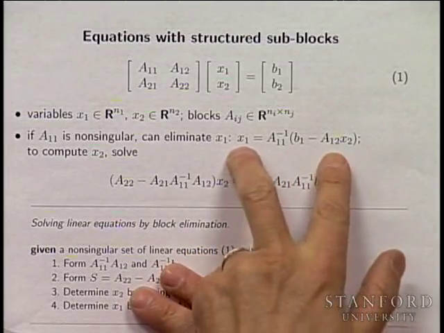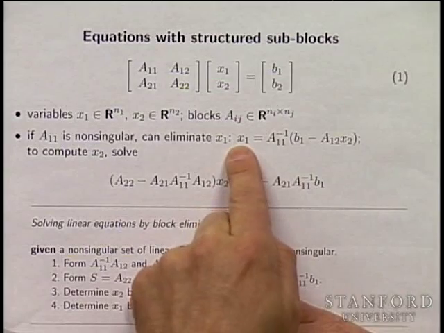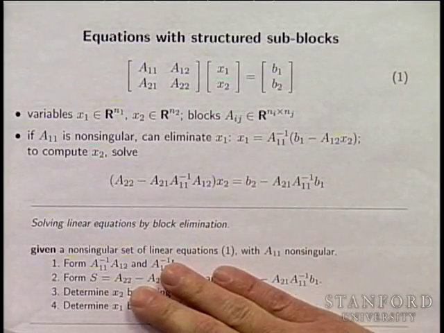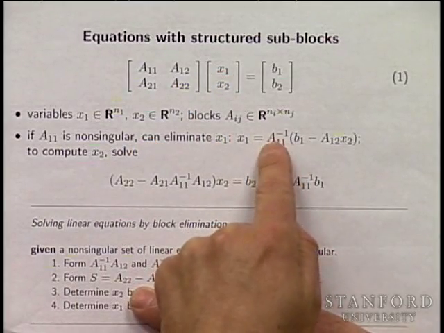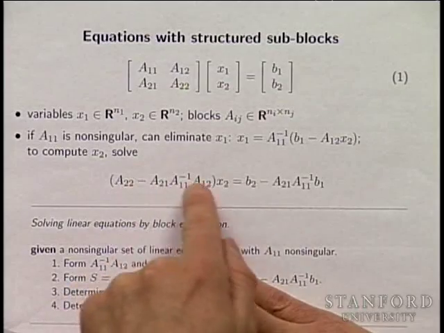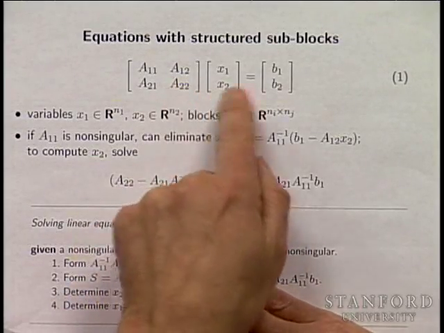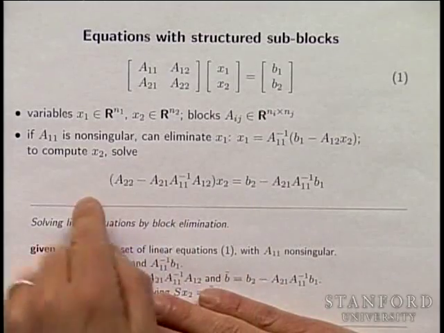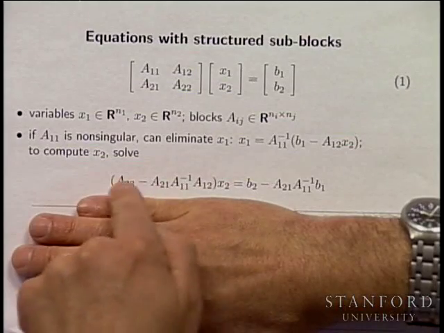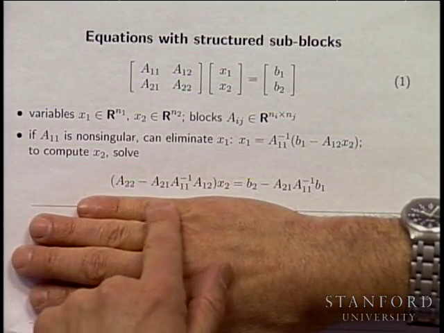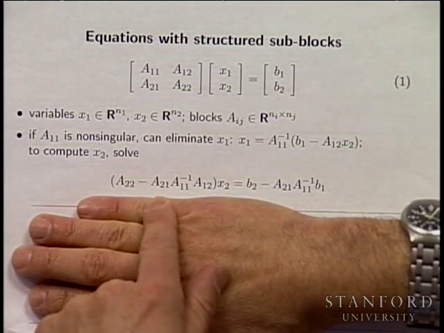That's x1. You back substitute x1 into the second equation. And in the second equation, you get A21 x1, that's A21 A11 inverse times this junk over here. And then that plus A22 x2 equals b2. And that equation looks like this. Now, this guy you have seen before, although you don't remember it probably, or maybe you do. That's the Schur complement. So the Schur complement just comes up all the time.